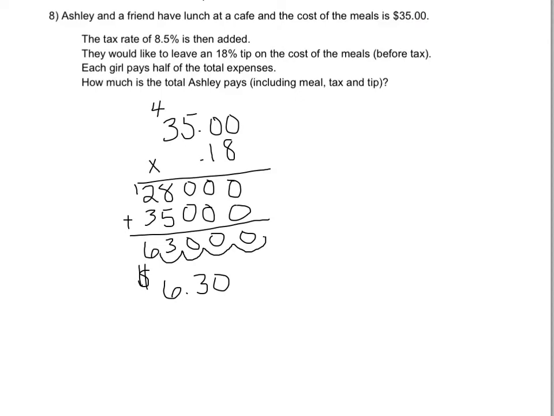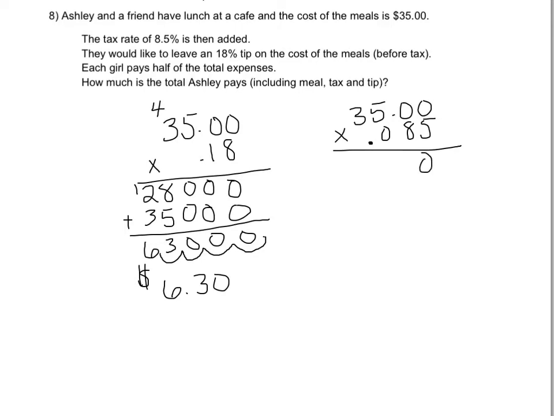Now we need to figure out how much tax. So once again, we're going to start with our whole bill. The food costs $35, but this time we're going to multiply by 8.5%. That's the tax rate. 8.5 as a decimal is written as 0.085. See how I line that up? These are being multiplied.